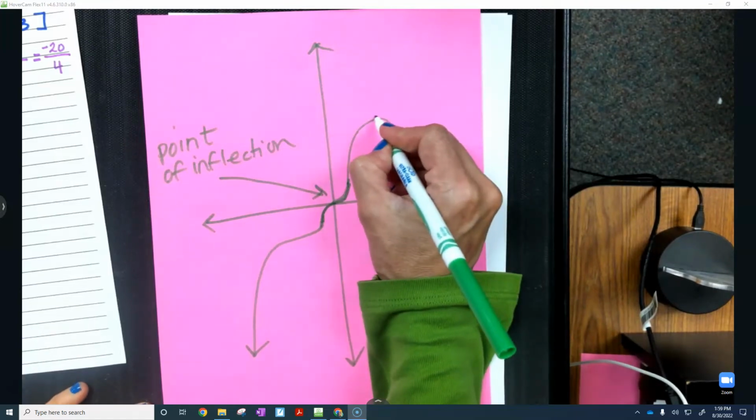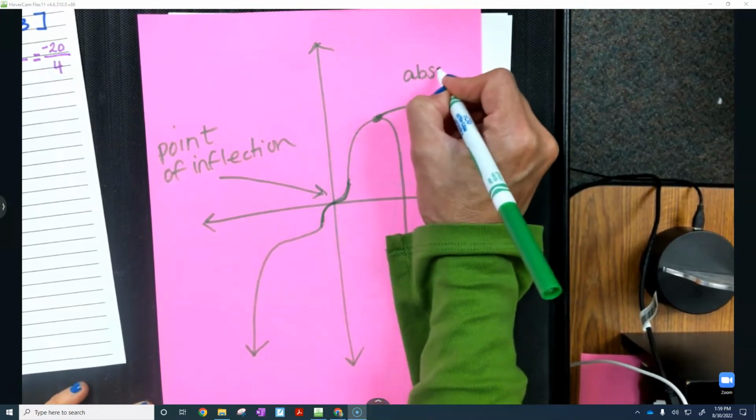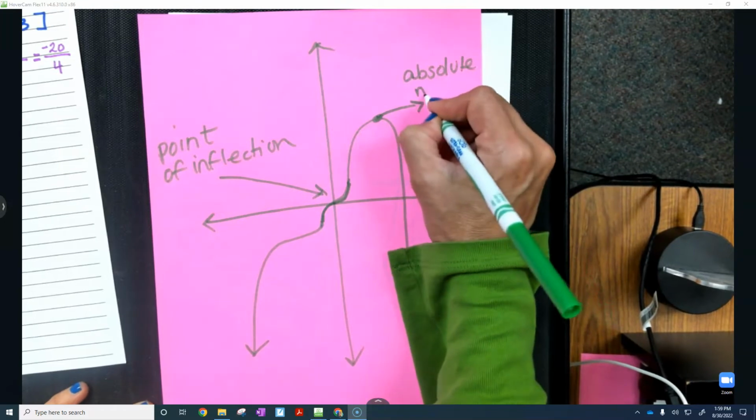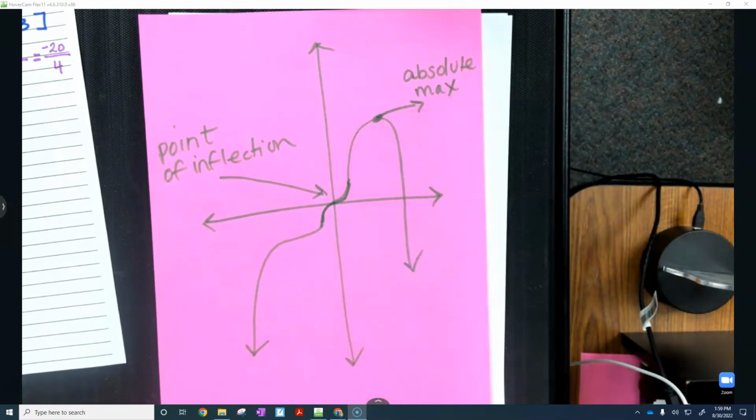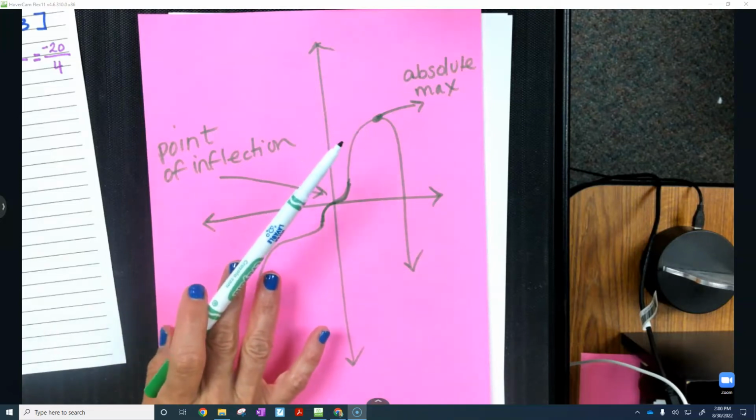Also, this up here, this vertex, we're going to call that an absolute maximum. The reason why it's an absolute maximum is because the graph goes down forever. Notice you have 2 down arrows. That is the absolute highest value the graph is ever going to be.